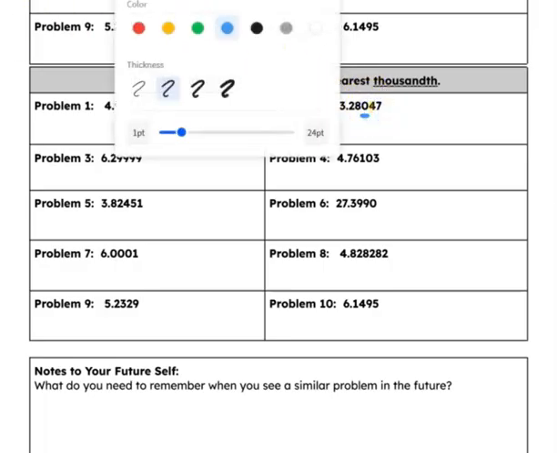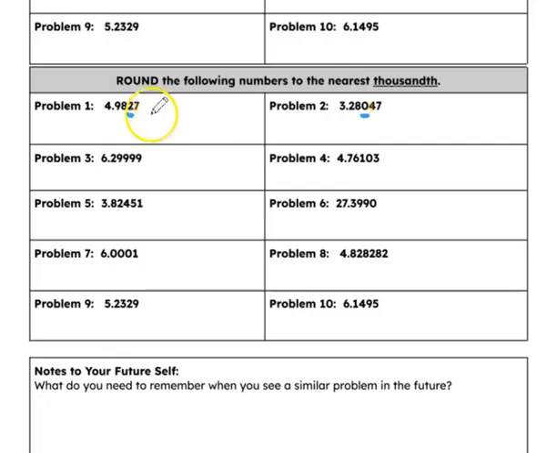Again, the same concept. 5 and above, give it a shove. 4 and below, let it go. The 7 highlighted here is 5 and above, so you give it a shove. This 2 becomes a 3. So this is 4.983 as your answer. Here we have a 4. It's 4 and below, let it go. So this stays at a 3.280.